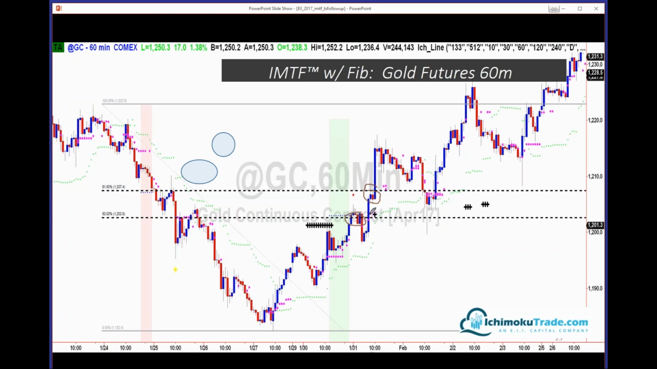Yeah, Robert, you are. If it's a pullback order, you're going to be placing limit orders at the IMTF levels. If it's a breakout order, then it's a stop order for the breakout levels. Okay? So let's move on to some more charts.